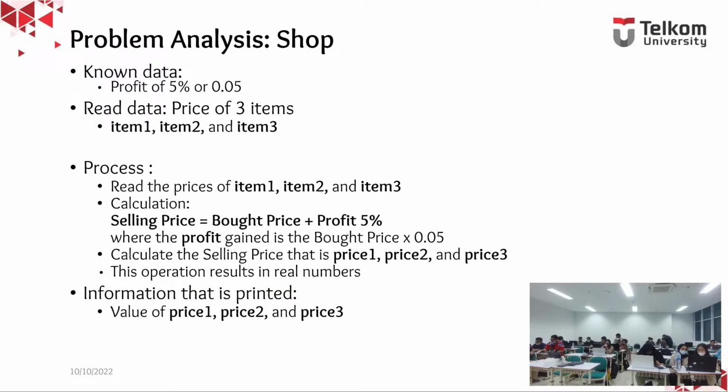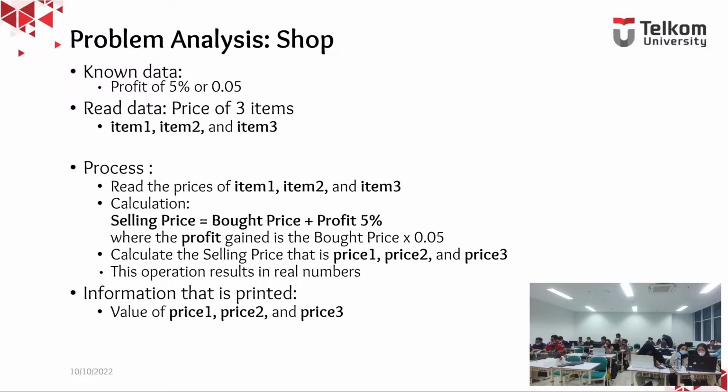Okay, now the data is a profit of 5%, and then we need to read three items: the price for the first item, the price for the second item, and the price for the third item. And what's the process? The first one, of course, we need to read. We take input from the user, and then we perform the calculation.